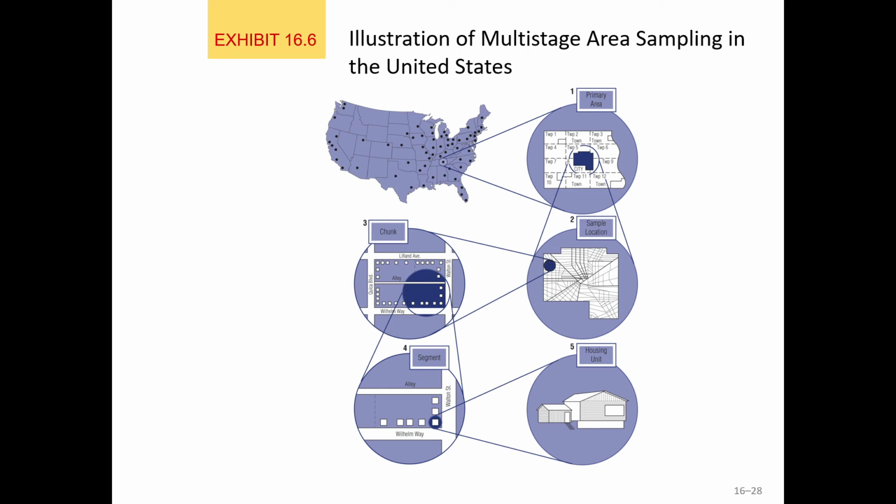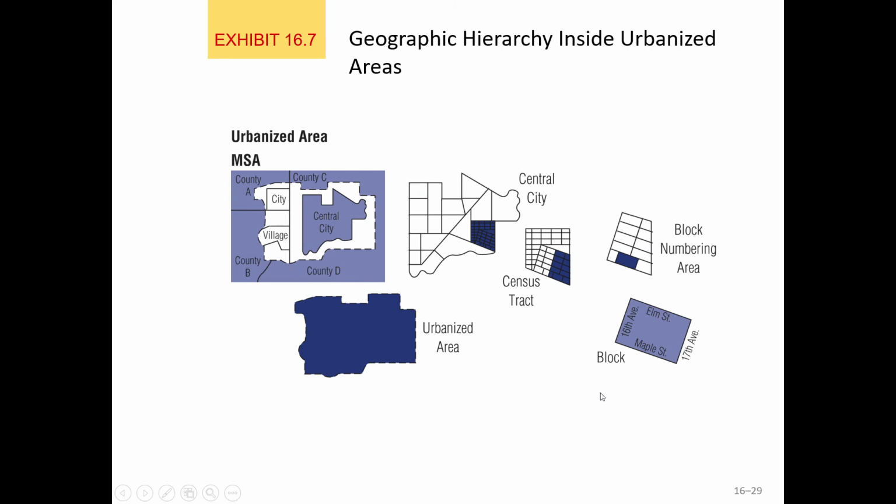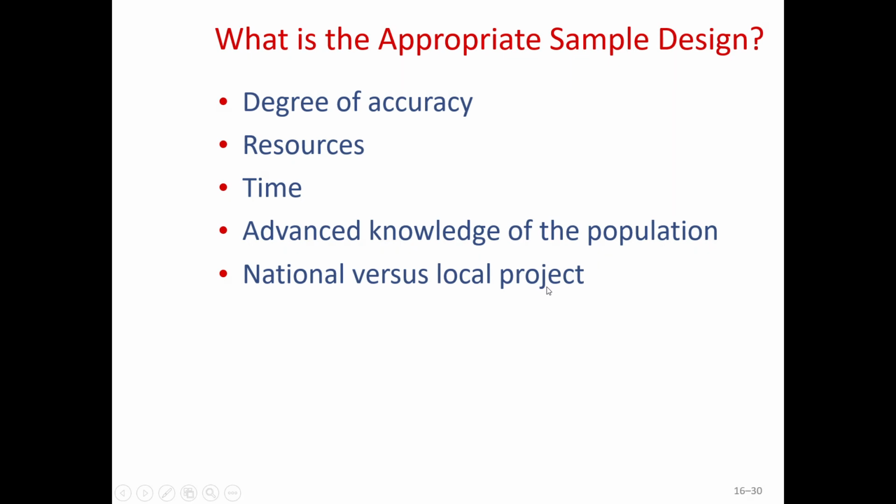And here is the illustration. We have the whole country, and then we go to the primary area, sample location. We just have a chunk here, and then we have a segment, and then only one housing unit in the end that we're going to decide. And as well, there are hierarchies. In an urbanized area, we can go from area to central city, urbanized area, and then exactly till you go to a specific block. So step by step.